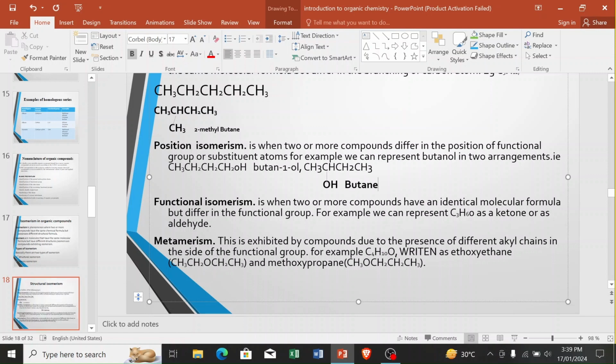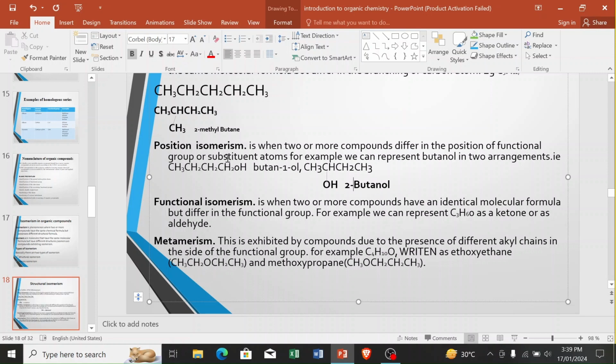Okay, but now since it has the OH group, I will add OL. However, I need to put the position of the functional group. The position of the functional group can either come before or in the middle of, just like what we did in the first. Either in the middle of butane and OL, or we can start, since we use this example, let us start with 2-butanol. So that is how we can name.